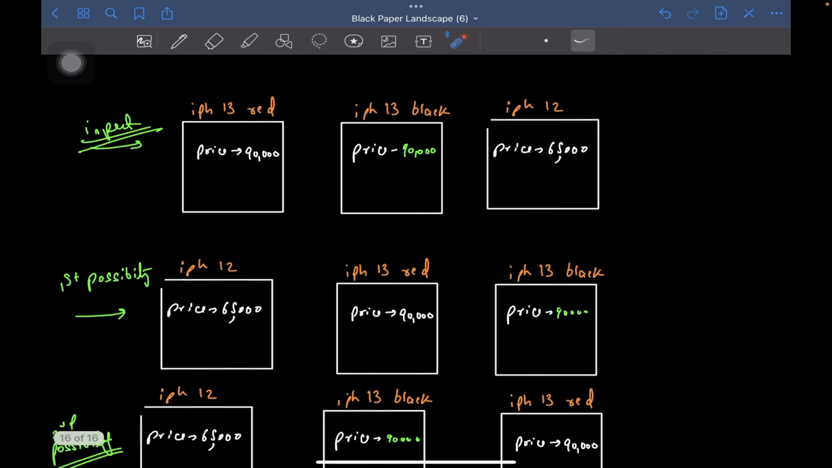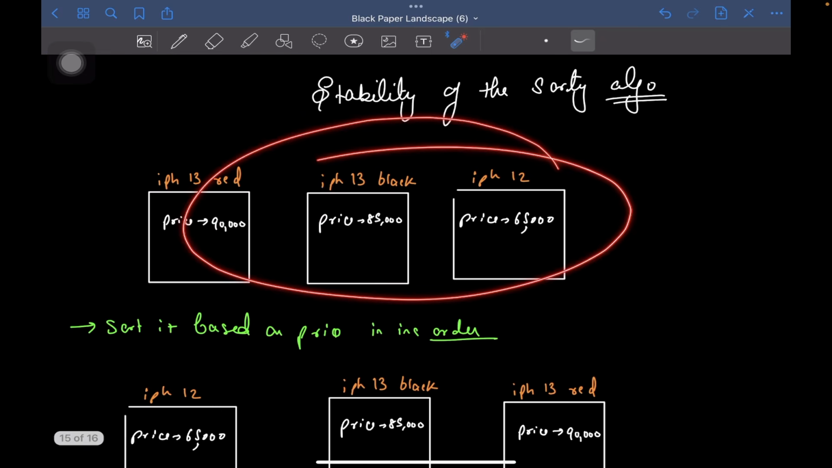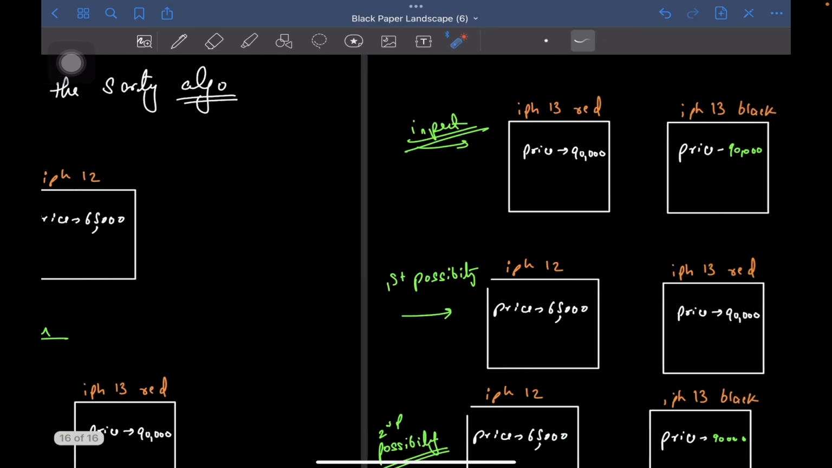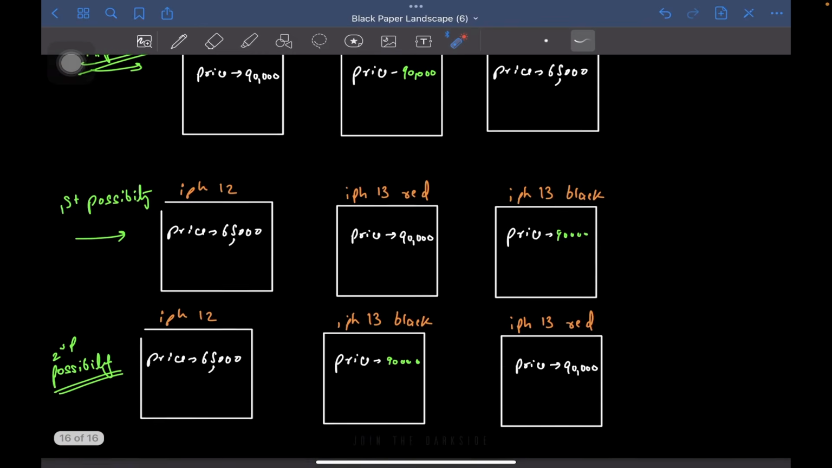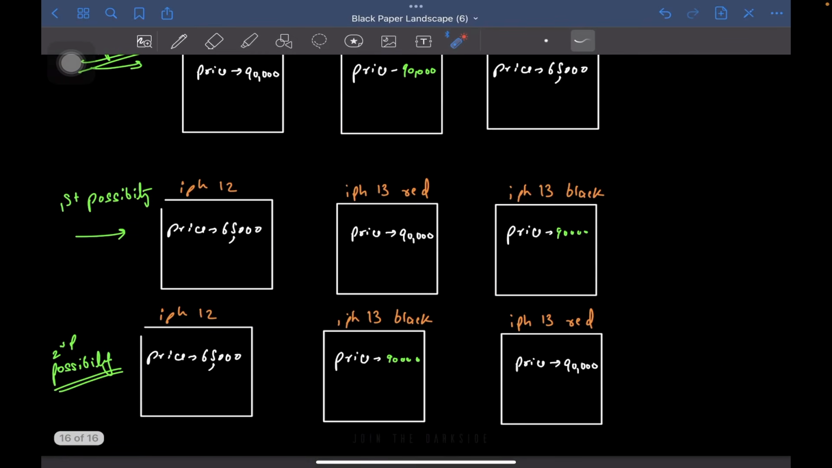The question was, you have some inventory of iPhones and you want to sort it based on price in increasing order. Now I am saying that, okay, it looks good. All three are mobile products. If two of them have the same price and I arrange them, then this is a possible arrangement and this is also a possible arrangement. So is there any difference, and does this difference matter to us?